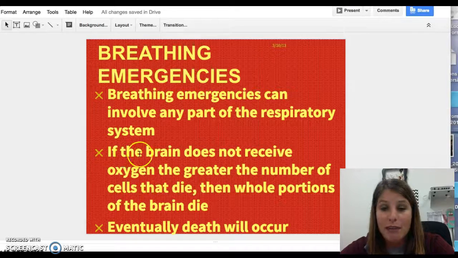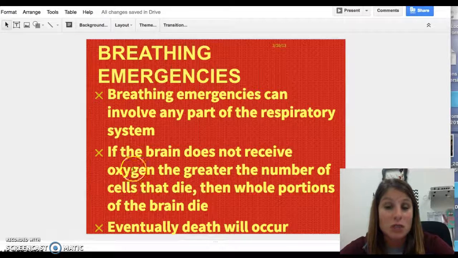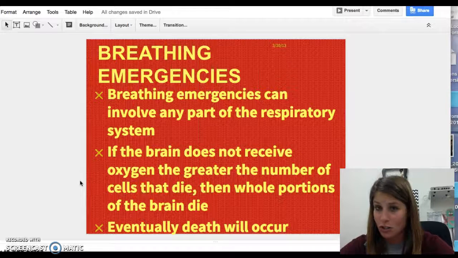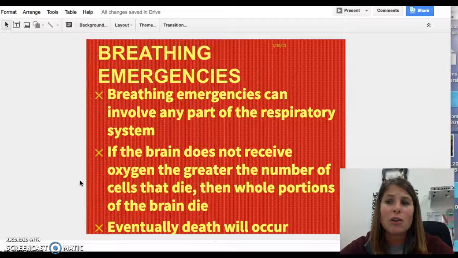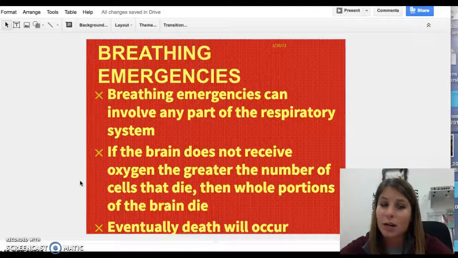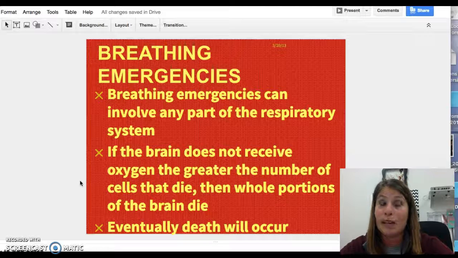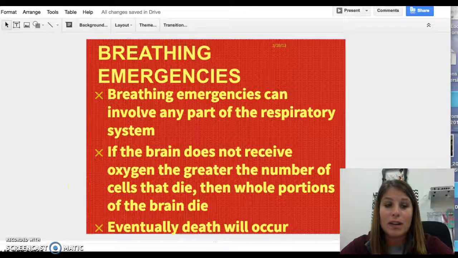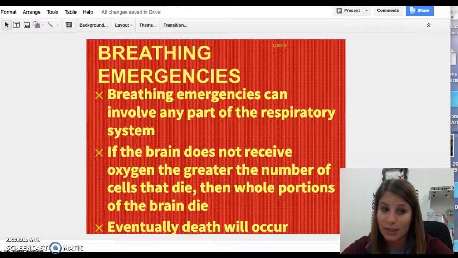A little stat that we have for you is if the brain does not receive oxygen, the cells will start to die. Just like when we were talking about tissue injuries and the cell death starts to occur, the same thing goes on in our brain. When a brain cell dies, it does not come back. If the brain goes without oxygen long enough, all the cells will die and you will die.